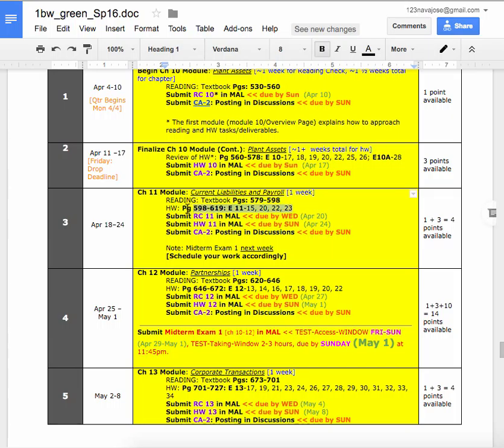Then you also have to do homework. The homework assigned for this chapter is 4 items. In this case, it's all exercises. So E11, 11 meaning chapter 11. So E11, 15, 20, 22, and 23. That's really what is assigned, and that's also the basis for your homework 11 in that week. And notice that I even give you the dates when these are due in MAL.